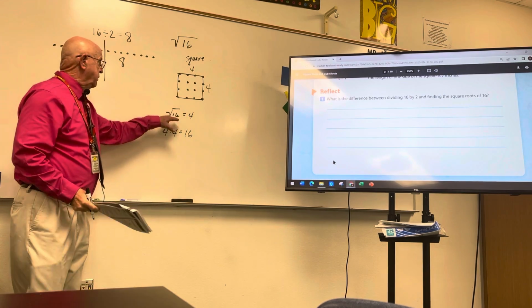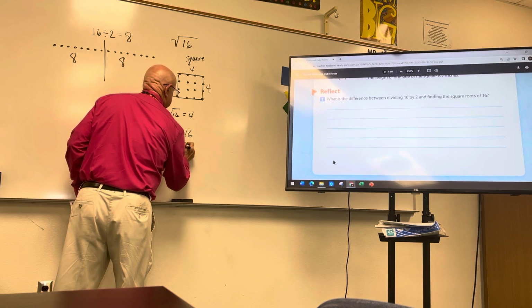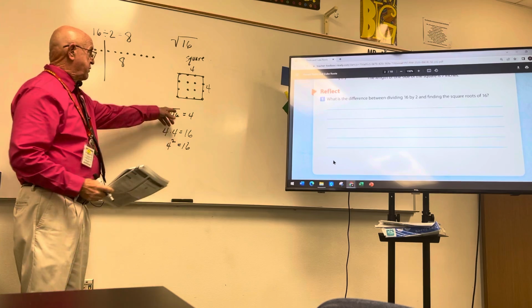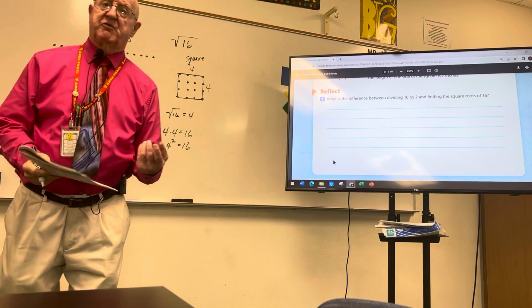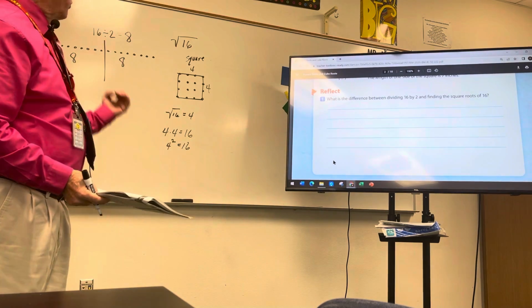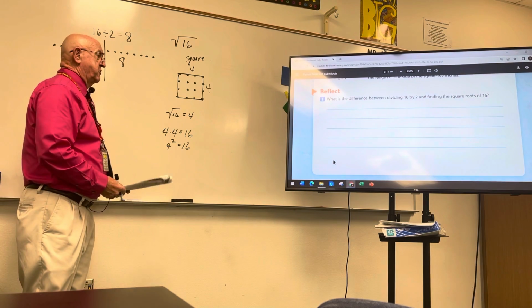Remember, 4 times 4 is also called 4 squared. So the square root of 16 and 4 squared are inverse operations. All right? Any questions on this?